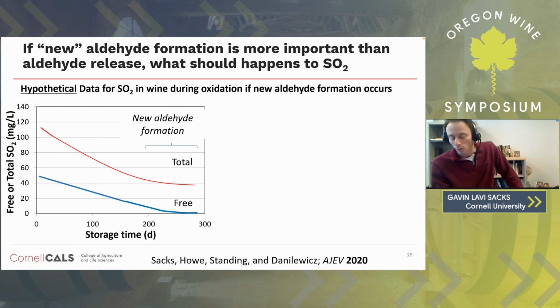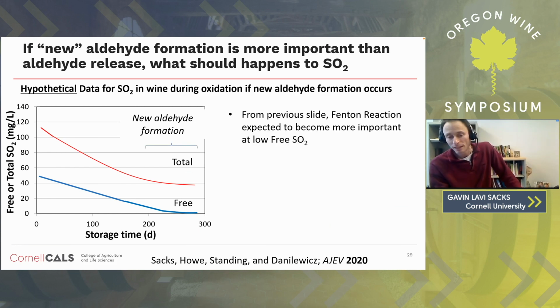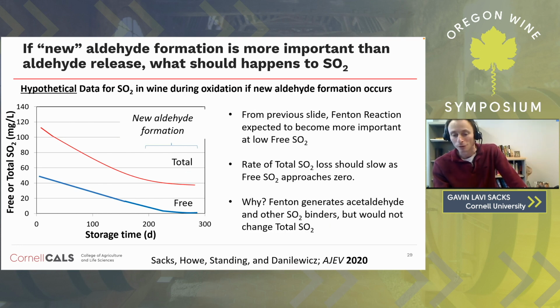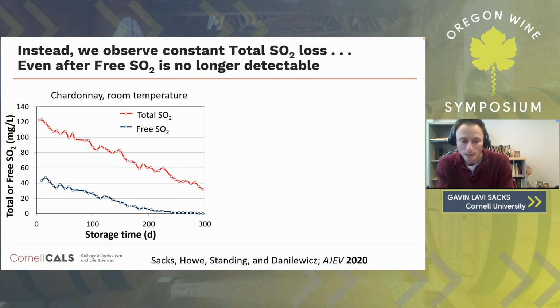So if what's happening is new aldehyde formation, the Fenton reaction becomes important at low free SO2. As free SO2 approaches zero, total SO2 should plateau because we're making new binders. That's not what we see. What we see is that the rate of total SO2 loss is basically constant throughout the course of oxidation. Even once free SO2 goes to zero, total SO2 continues to decrease at this steady linear rate.